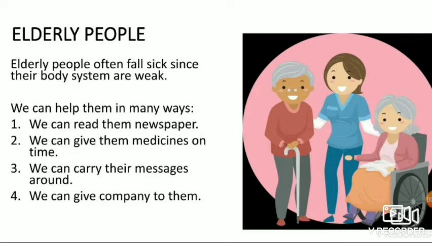I have listed out 4 points from your textbook here. We can help them by, number one, reading them newspapers; we can give them medicines on time; we can carry their messages around; we can give company to them. These are the 4 points on how you can help the elderly people.